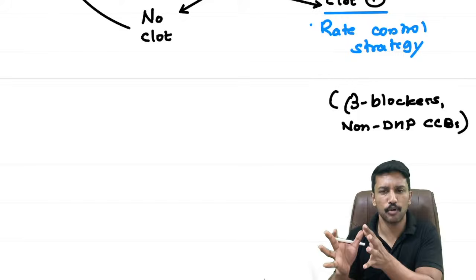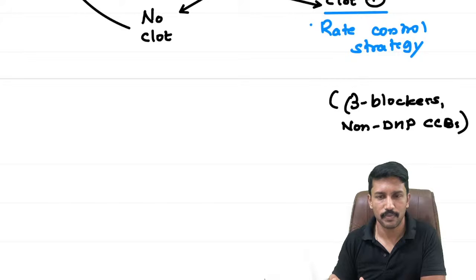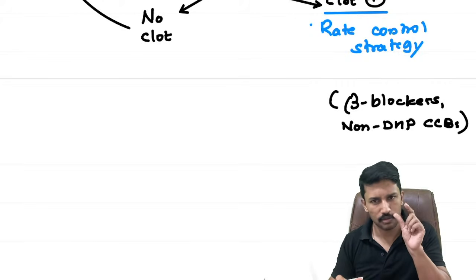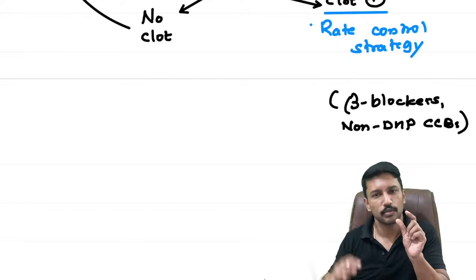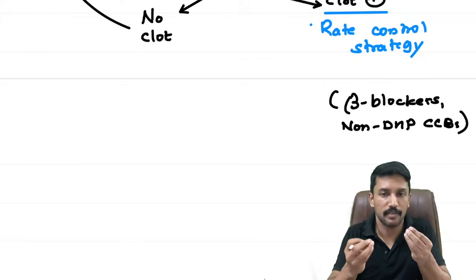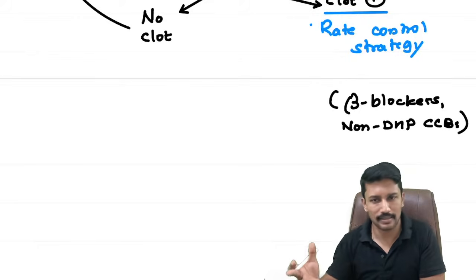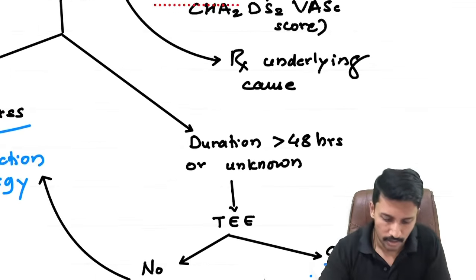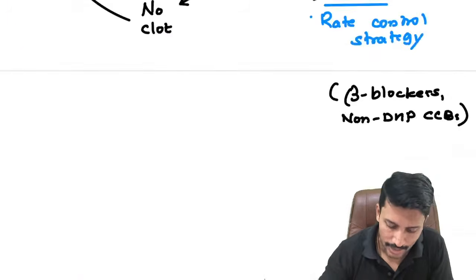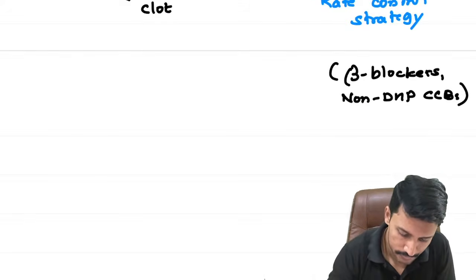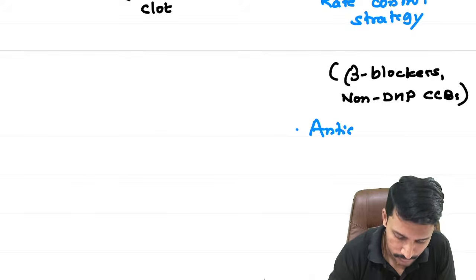So the tachycardiomyopathy risk is reduced, right? But still there is a clot in the left atrium. So even if the atria is not pushing, the clot itself can fragment, come down to the ventricle and then cause stroke. So of course I do not want that to happen. So that's why we will have to anticoagulate this patient. The next step is anticoagulation.